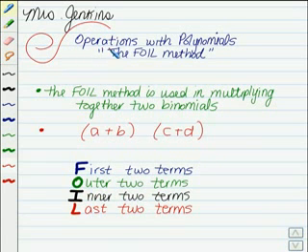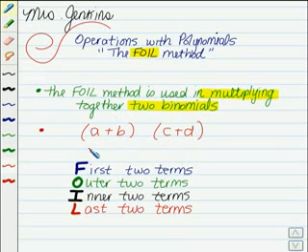Let's look today at operations with polynomials. Particularly, we're going to look at multiplying polynomials, and we're going to use what's called the FOIL method. Now, the FOIL method is used when you're multiplying together two binomials, binomials like a plus b and c plus d.